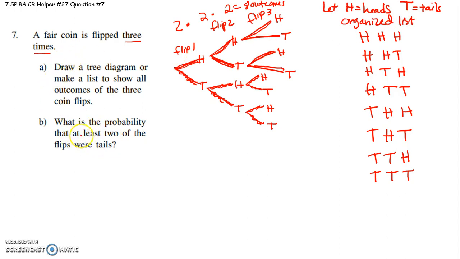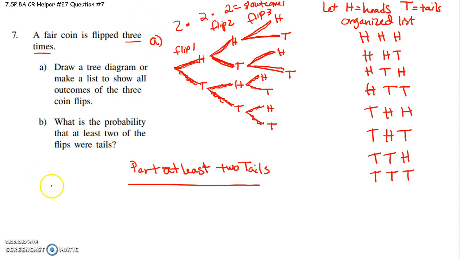Then it says, what is the probability that at least two of the flips are tails? So we're going to do the part that are tails, or at least two tails. So the part that are at least two tails over, let me write out the word tails just in case. So this up here was part A, this down here is part B, out of the total possible outcomes. And we've counted up and we know our total outcomes are 1, 2, 3, 4, 5, 6, 7, 8. This was proving that.